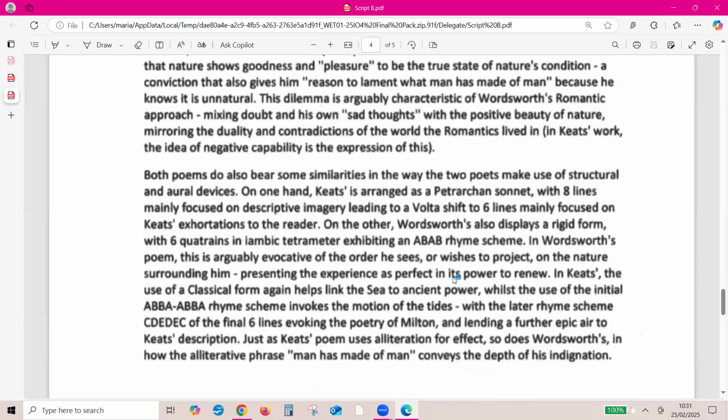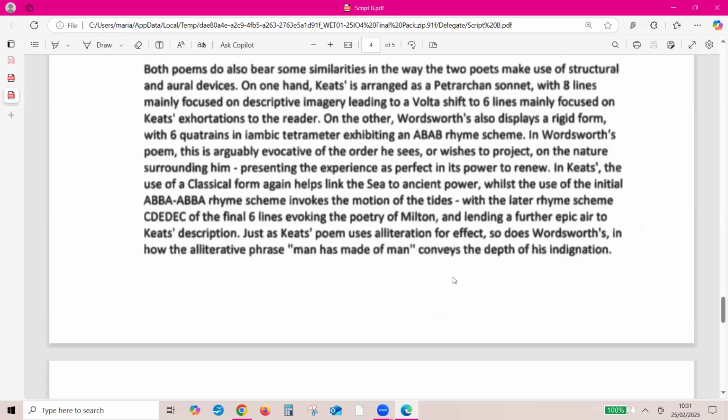Both poems also bear similarities in the way the two poets make use of structural and aural devices. On one hand, Keats's is a Petrarchan sonnet, with 8 lines focused on descriptive imagery, leading to a volta shift, 6 mainly focused on Keats' exhortations to the reader. On the other, Wordsworth also displays rigid form, with 6 quatrains in iambic tetrameter exhibiting an A-B rhyme scheme. In Wordsworth's poem, it's arguably evocative of the order he sees or wishes to project on the nature surrounding him, presenting the experience as perfect in the power to renew.